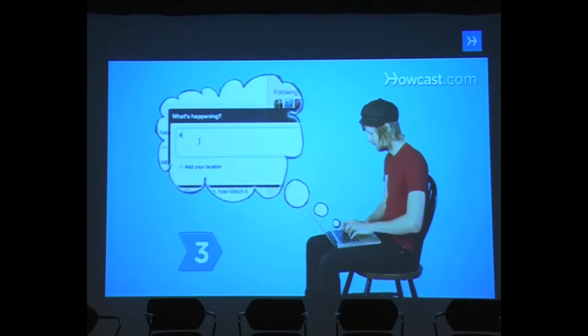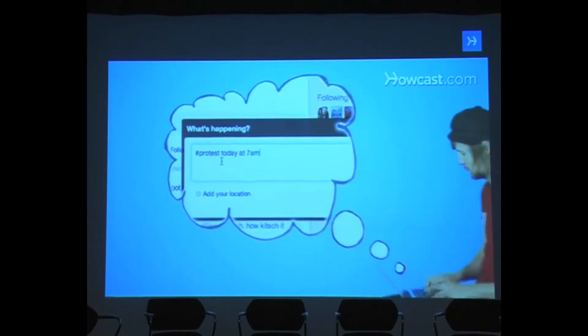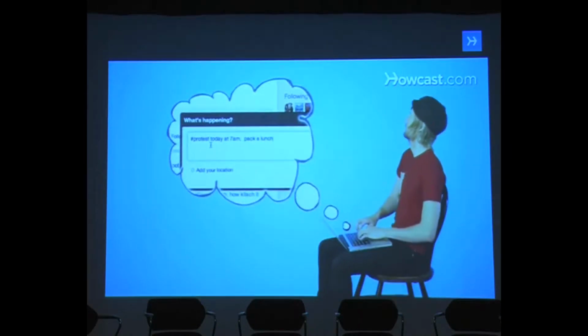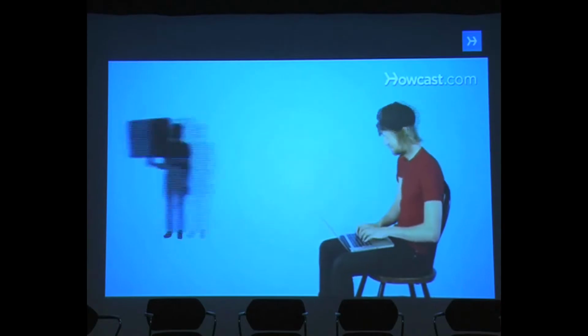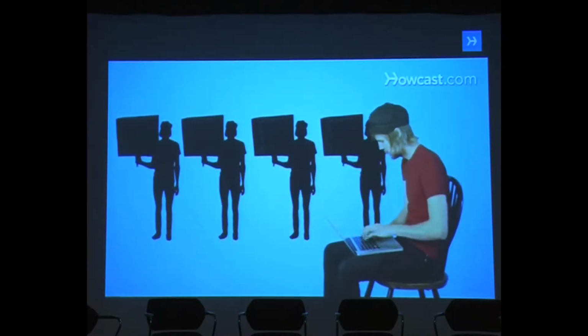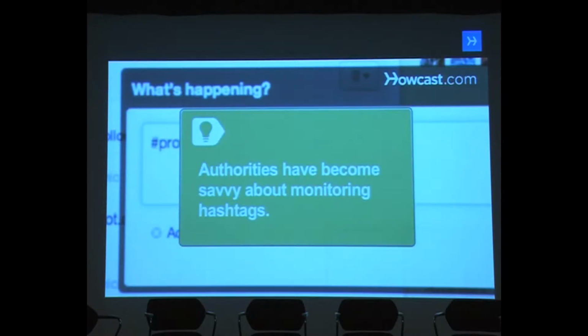Step 3. Use hashtags, words or phrases prefixed with the hash or pound symbol, on Twitter to help spread, share, and organize information about a certain topic. Hashtags can be used to coordinate protests, update people about an ongoing crisis, and crowdsource information. Keep in mind that authorities have become savvy at keeping an eye on revolutionary activity by monitoring hashtags.